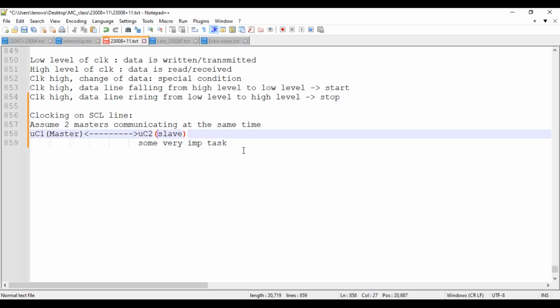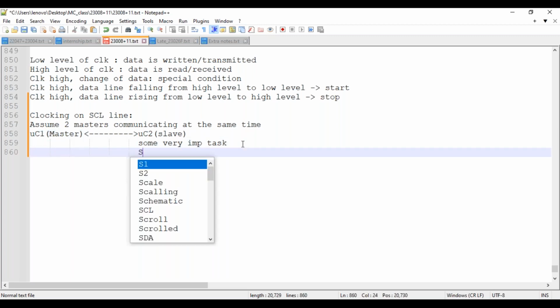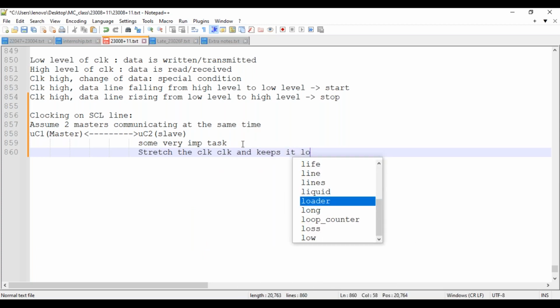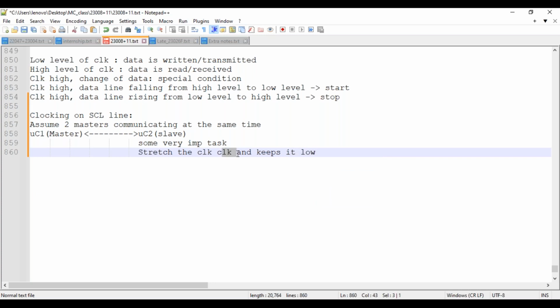Now, what microcontroller 2 does is it will stretch the clock pulse and keep it low. So it is not generating the clock pulse. Whatever clock pulse is already generated, it is going to stretch and keep it low. So it is going to continuously pull the clock line to a low signal itself.